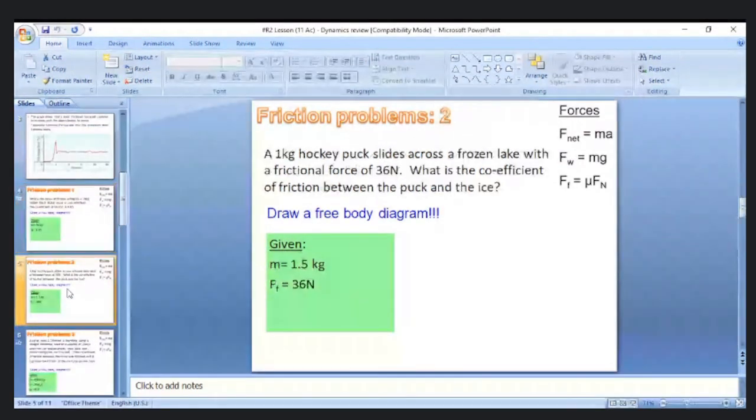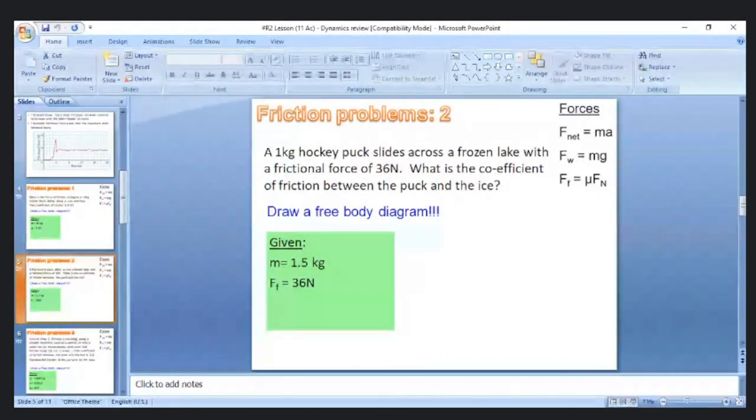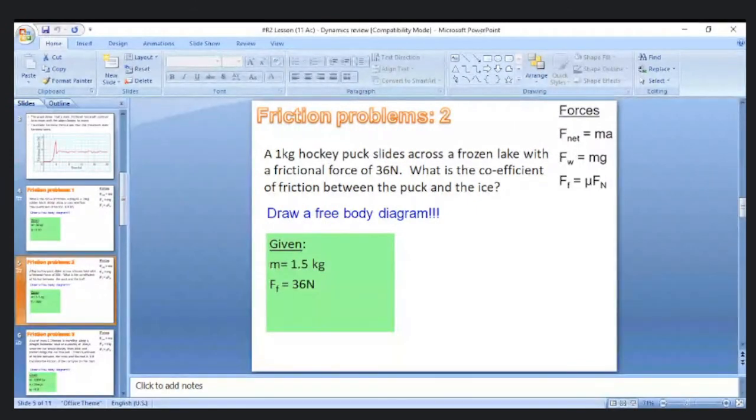Right, so let's have a look at another problem. A 1 kilogram hockey puck slides across a frozen lake with a frictional force of 36 newtons. What is the coefficient of friction between the puck and the ice? Let me just get back to my screen where I can see you guys. So again, I'm going to start with drawing a free body diagram.